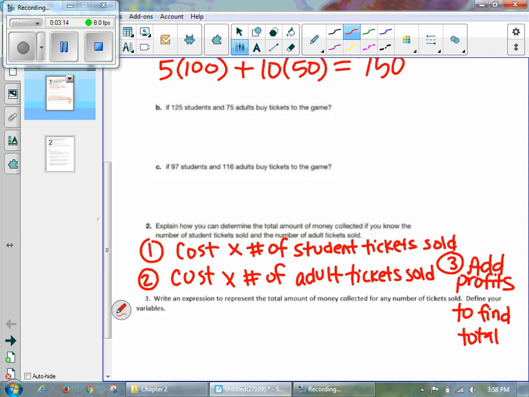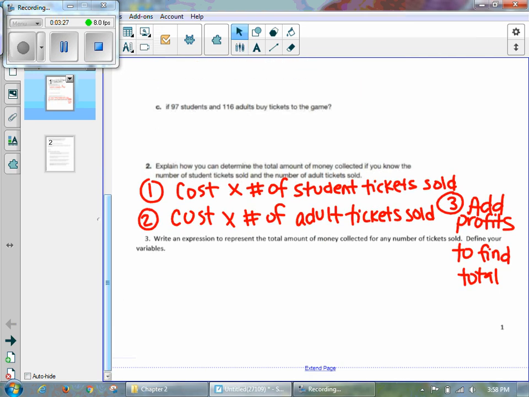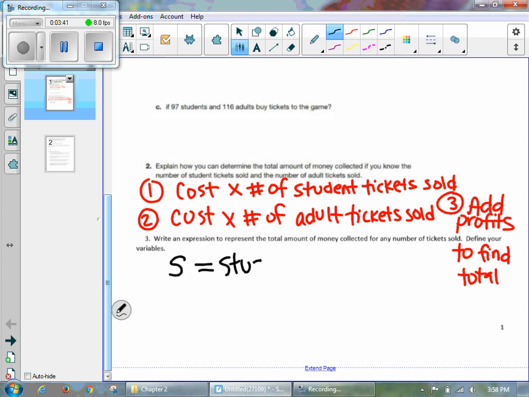Well, that's kind of a long-winded explanation, so why don't we write an expression to represent the total amount of money collected for any number of tickets sold. The variables need to be defined because if you use X or Y, we don't know if that represents students or adults. So I actually used S to represent the number of student tickets sold, and I used A for the number of adult tickets sold.